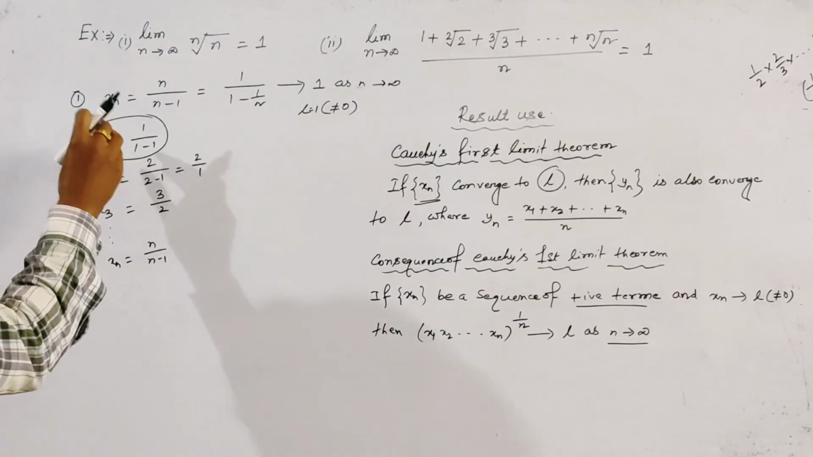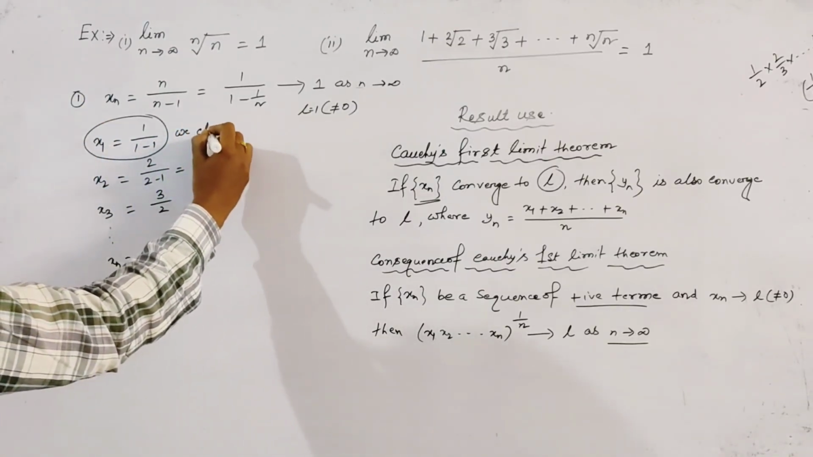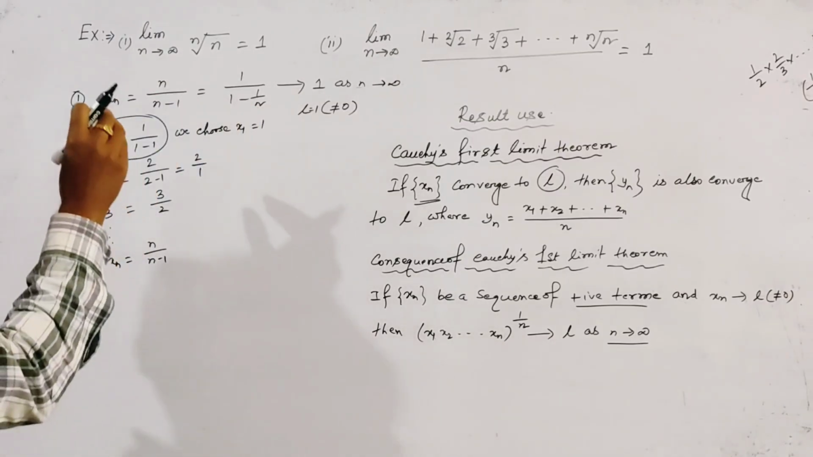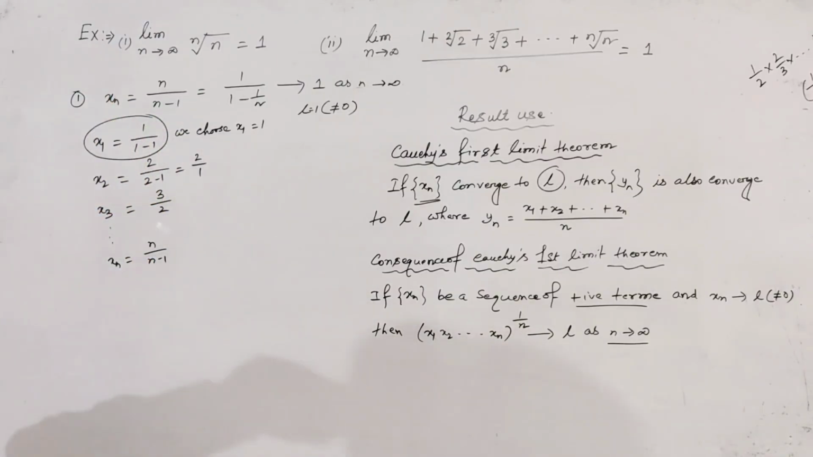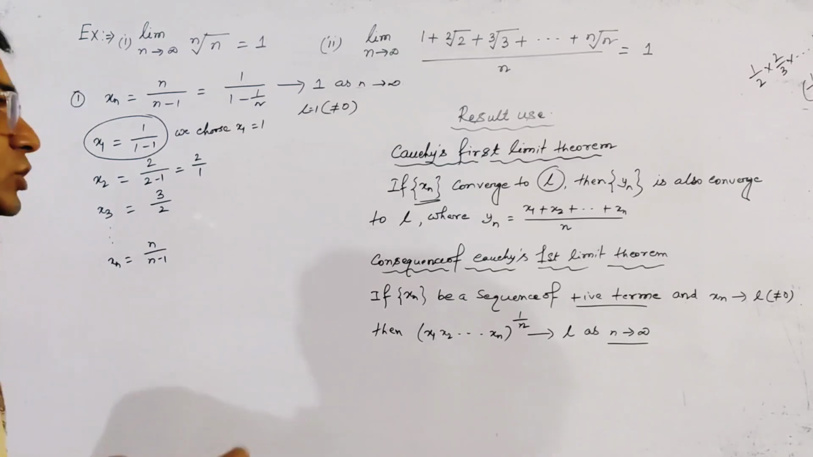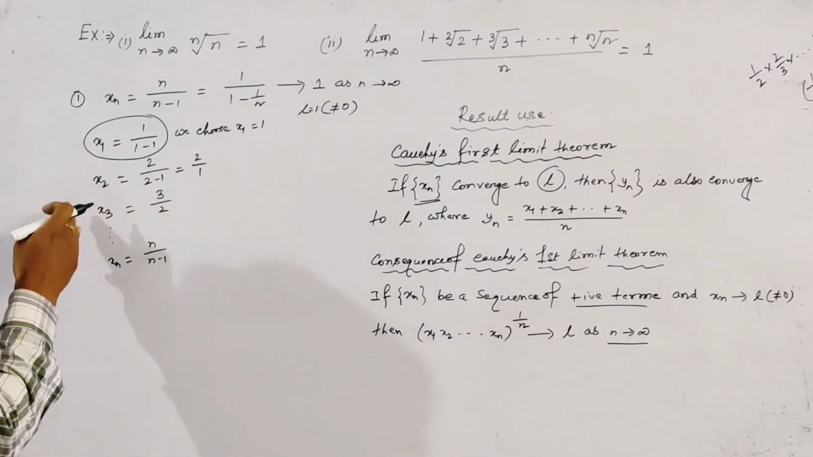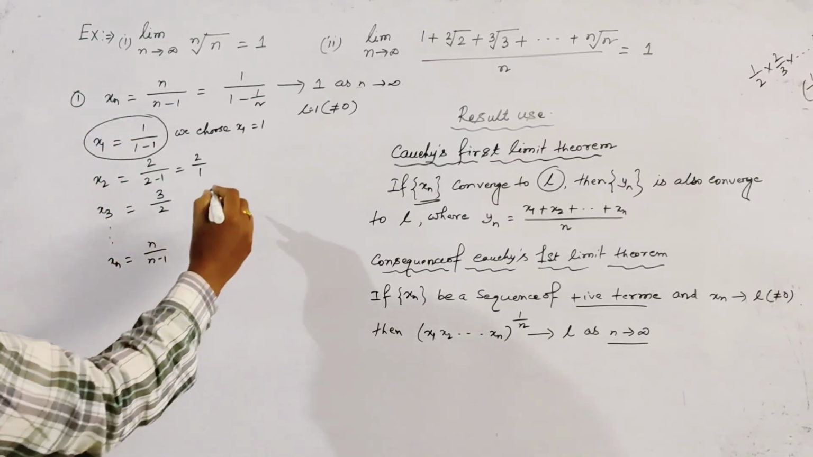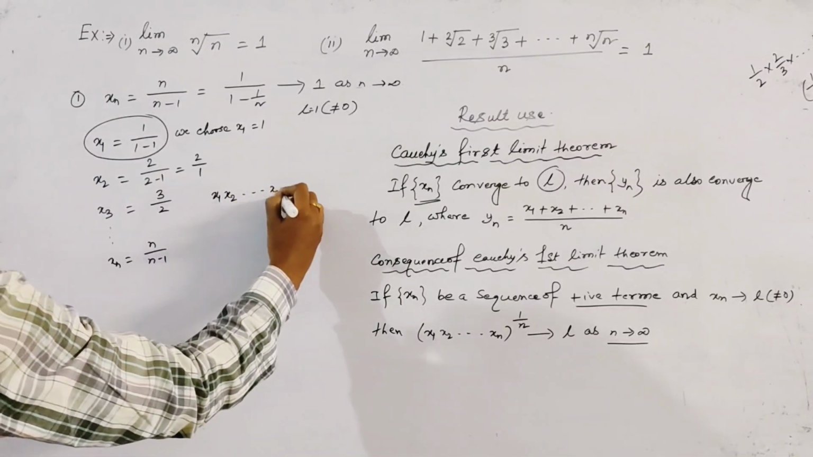So to overcome this difficulty, we choose x1 equal to 1, because if we change one or a finite number of terms in a sequence, the behavior of the sequence cannot change. So we choose x1 equal to 1, and x2, x3, x4 up to xn all take the values from above. Now multiplying all of them, we get x1 · x2 ··· xn.